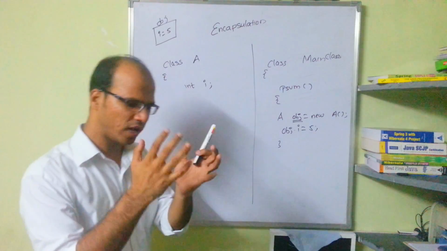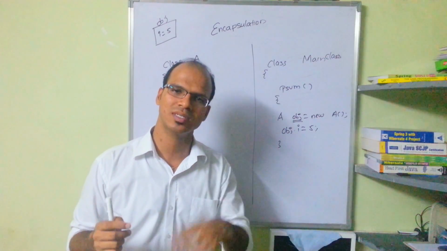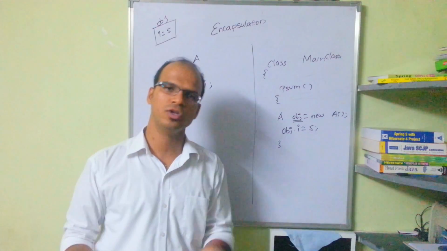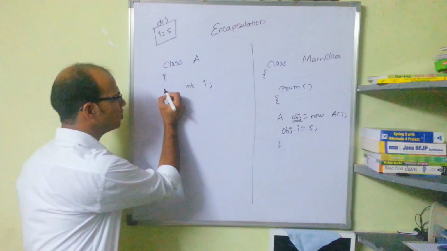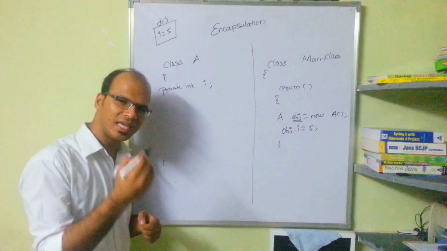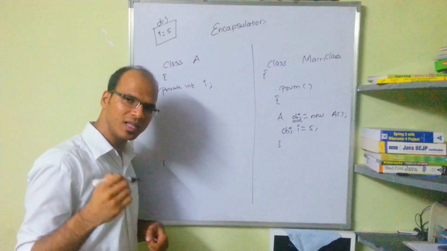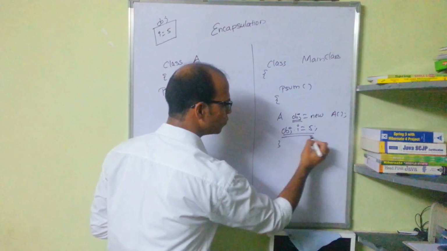It says, whenever you have an object, in order to change the variable values, you should use methods. To set the value, you should use a method. To get the value, you should use methods. And the first step to do this is to define your variable as private. So if you have private int I, this will not work. It will give you an error.